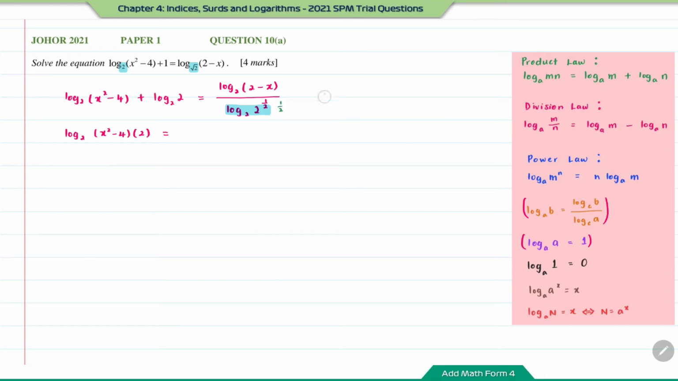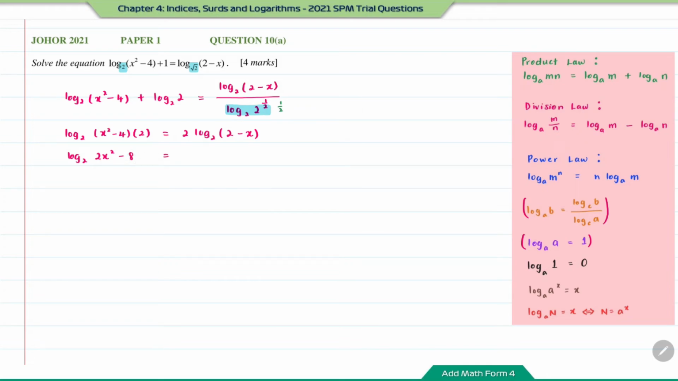So log base 2 of (2 minus x) divided by 1 over 2 is the same as log base 2 of (2 minus x) times 2. Therefore, I can write this as, I'm going to put the number 2 to the front, then it's going to become 2 times log base 2 of (2 minus x). So on the left hand side, multiply this, then you're going to get 2x squared minus 8.